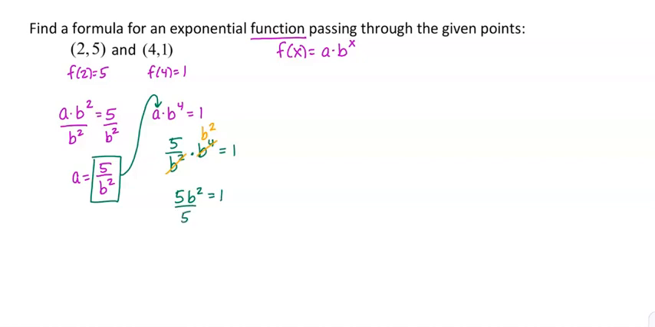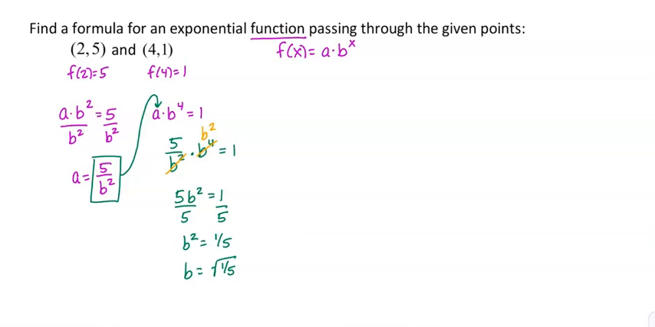I'm going to divide both sides by 5. So b squared is equal to 1/5. Since it's b squared and we want to know just b, I'm going to take the square root of both sides. So b is equal to the square root of 1/5. Normally when we use our square root property, we make a point to remember the plus or minus. Our base b in an exponential function must be a positive number, so of the plus or minus, we're going to choose just the plus in this case.